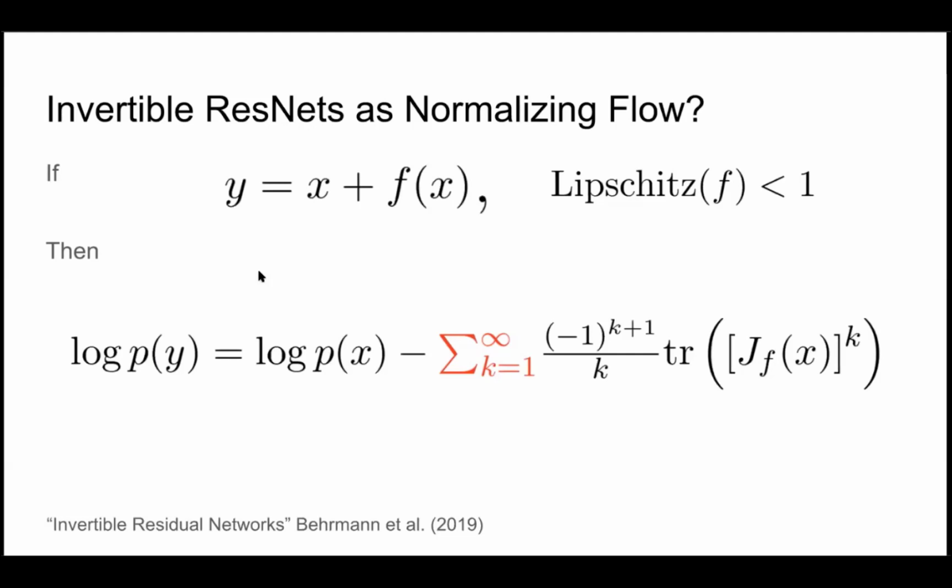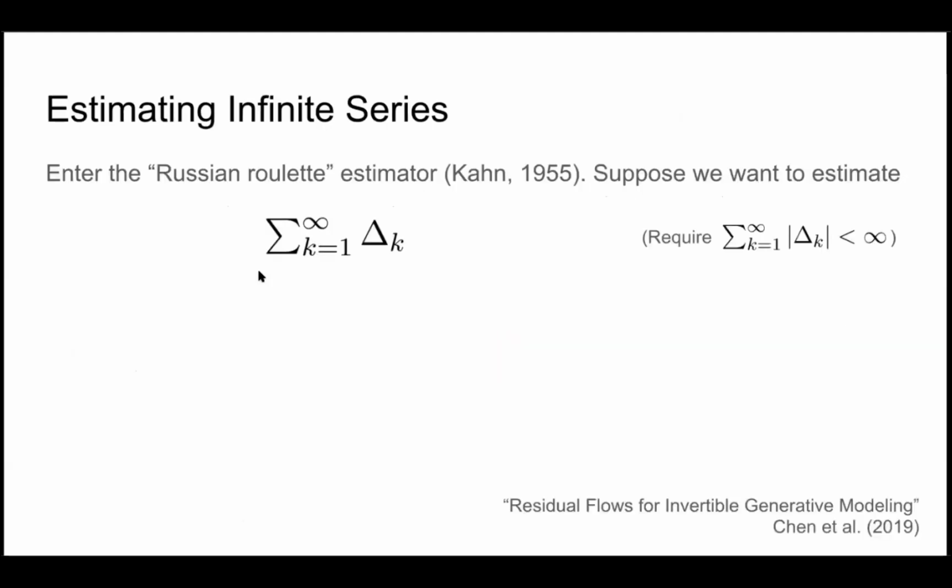You might notice that there's a trace inside the infinite series, so we can use the trace estimator. But the main problem is how to compute this infinite sum. The approach we take is quite general, and it's appropriately named the Russian roulette estimator.